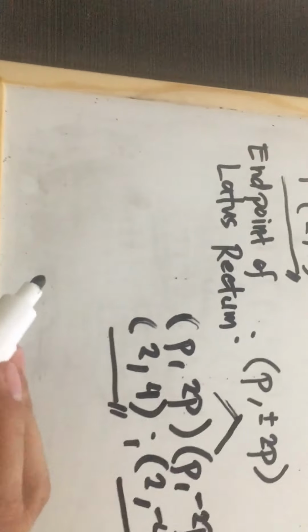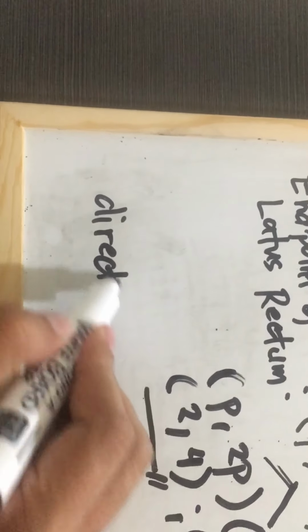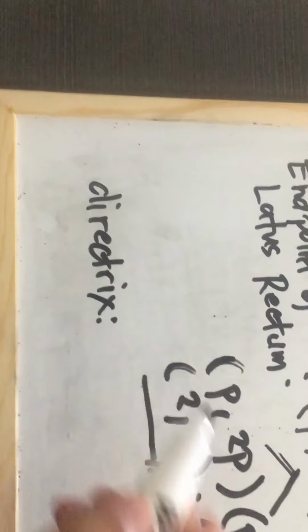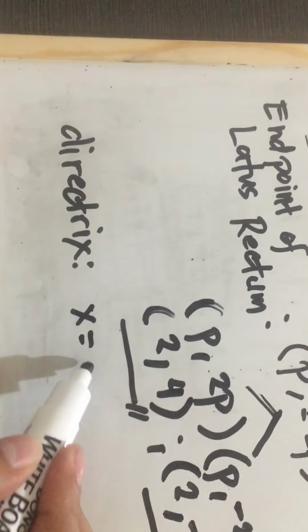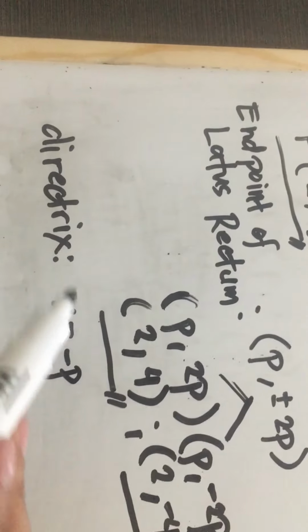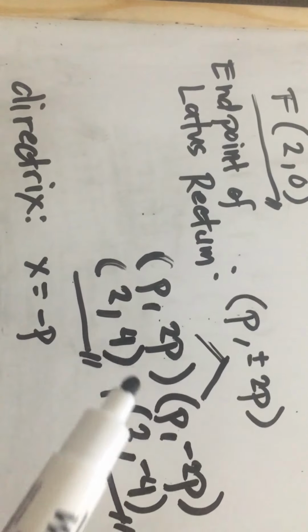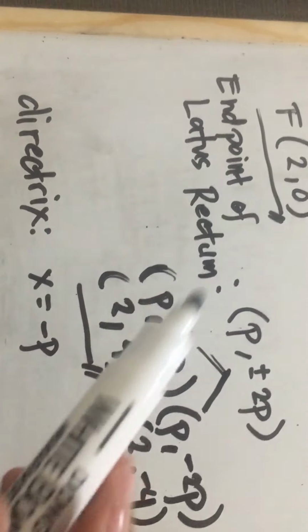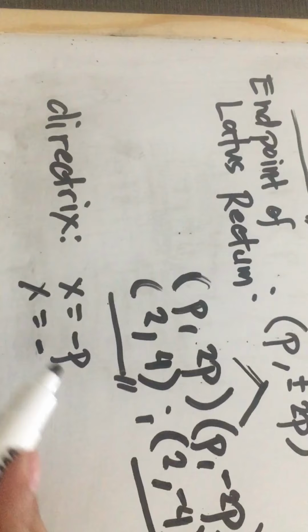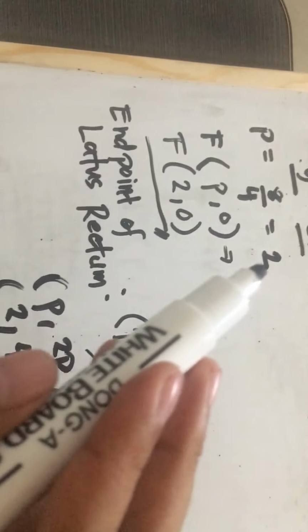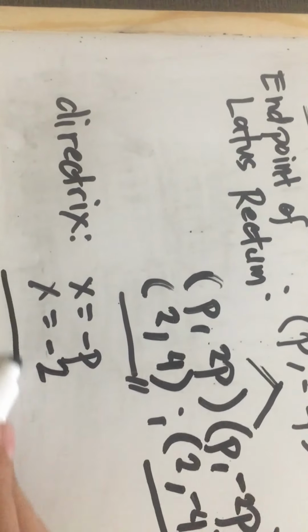Now, last but not the least is to find the directrix. Please do remember that the directrix is x is equal to negative p. You can see the formulas in the module, where I have shared them. So for the directrix, x is equal to negative, your p is 2, so x is equal to negative 2.